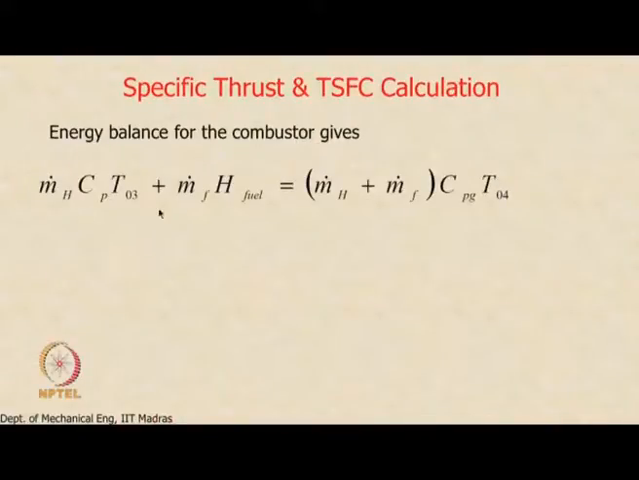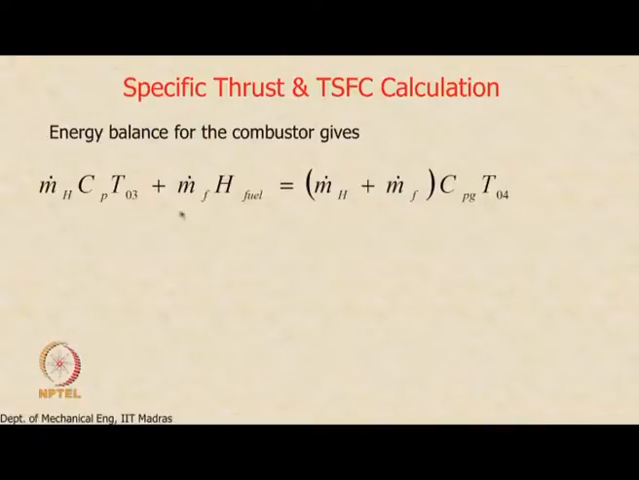The fuel consumption for the engine can be obtained by doing an energy balance for the combustor. If you look at the combustor at steady state operation, we have mh dot amount of air coming in at a stagnation temperature T03, and we have a certain amount of fuel mf dot which comes in with negligible velocity, but with calorific value given by this amount. This is the rate at which energy is being brought into the combustor by the fuel. The exit stream has mass flow rate mh dot plus mf dot, times Cp gas, times T04. This is the exit stagnation temperature.